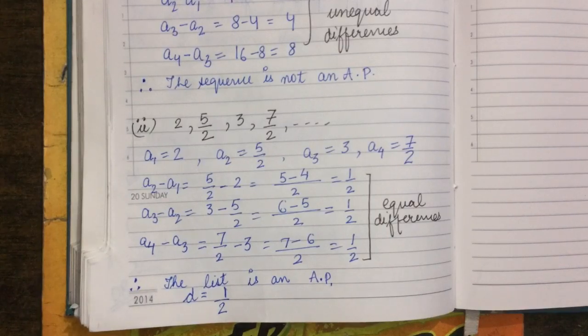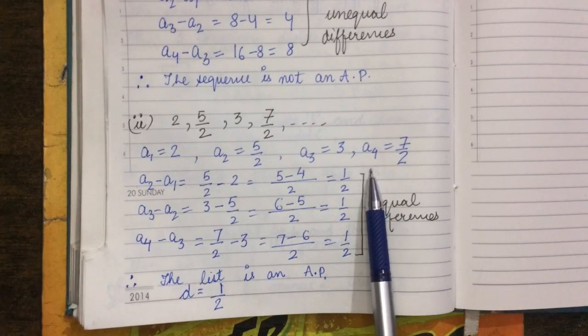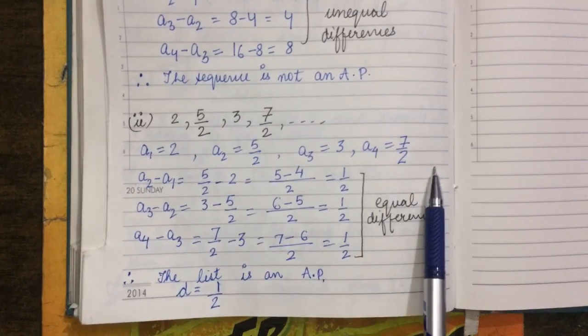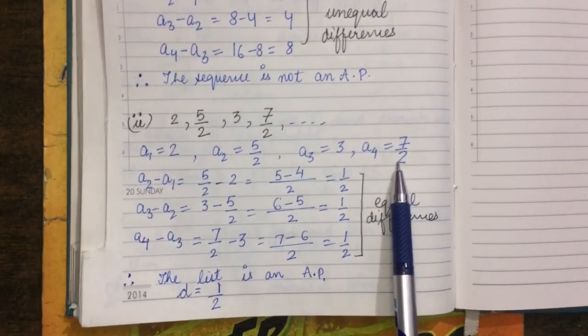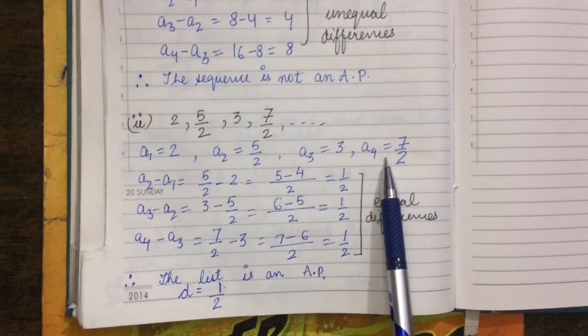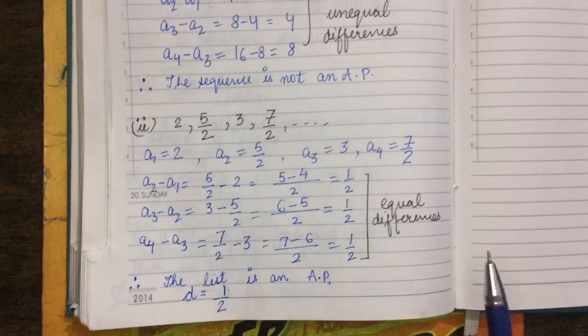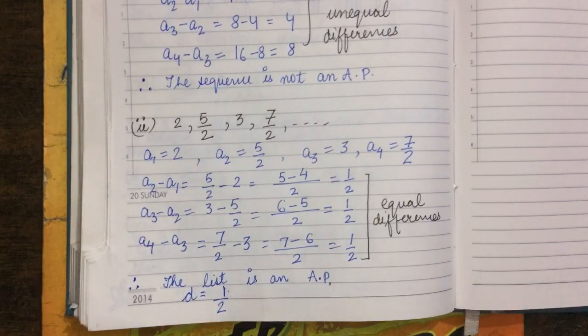Now we move on to the third part of the question, where we have to write down the next 3 terms. The next 3 terms means we have the sequence till the 4th term. We need to write down 5th, 6th and the 7th term. So I will follow my definition. To obtain the next term, I will keep adding the common difference. So if I want to obtain the next term, I will add the common difference to the 4th term. Adding this common difference 1 by 2 to 4th term, I will get the 5th term. Adding this common difference 1 by 2 to the 5th term, I will get the 6th term, and so on.